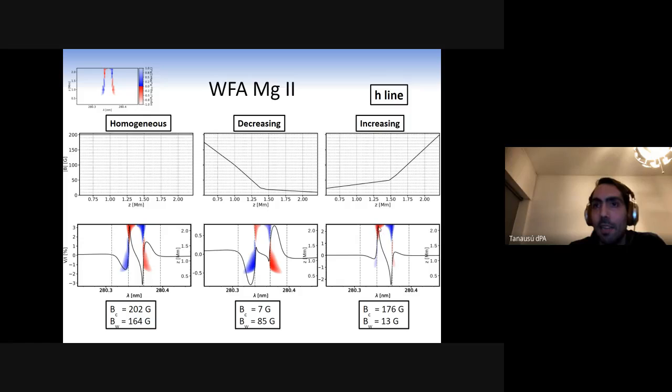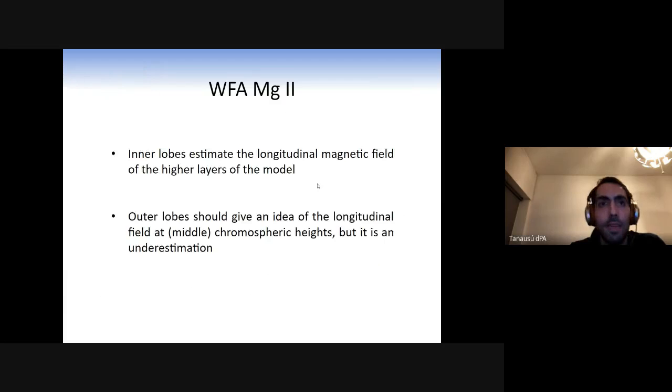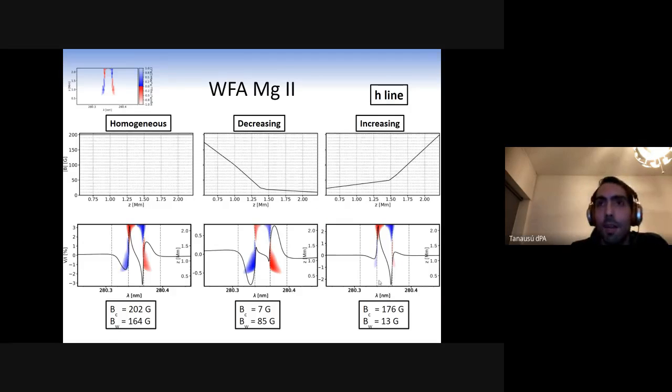And lastly, in the case of the increasing magnetic field, again, we expect sensitivity around 2 megameters, and we infer 180 Gauss. That is pretty close to the magnetic field in this region, in the top part of the model. And from the wings, that should be sensitive around 800 kilometers, we get 130 Gauss. So an underestimation of around 20 Gauss in this case.